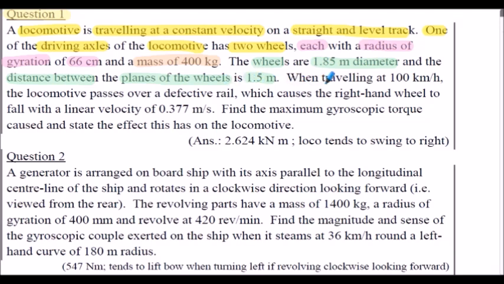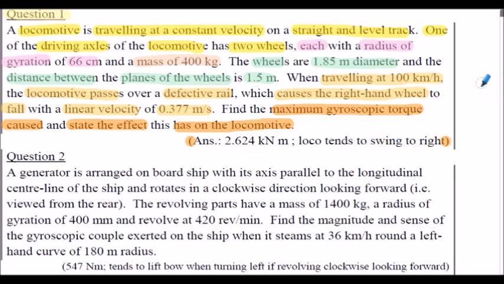When traveling at 100 kilometers an hour, the locomotive passes a defective rail that causes the right-hand wheel to fall with a linear velocity of 0.377 meters per second. We're asked to find the maximum gyroscopic torque caused and state the effect that this has on the locomotive. The answer is shown in the bracket here.